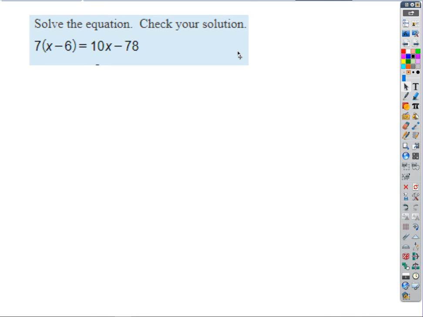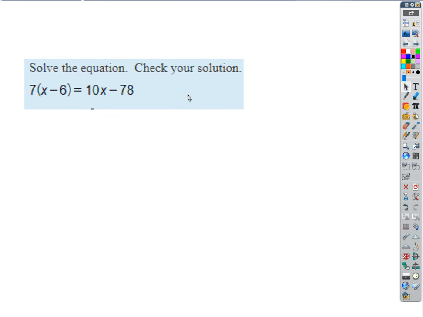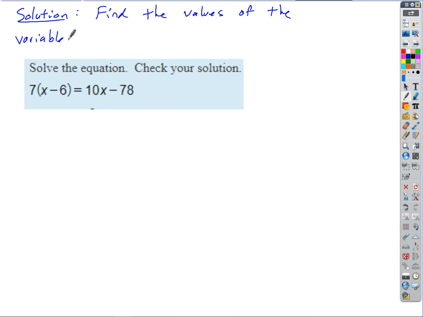When we're solving for something, let's remind ourselves what that's all about. When we solve an equation, we're trying to find the solution. The solution of an equation, that means we're going to find the values of the variables that do what? Make the statement true. Okay, good. So that's our goal, right?